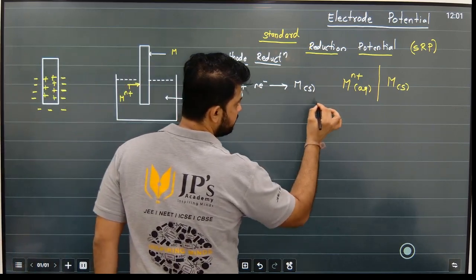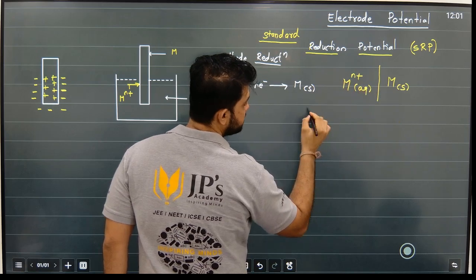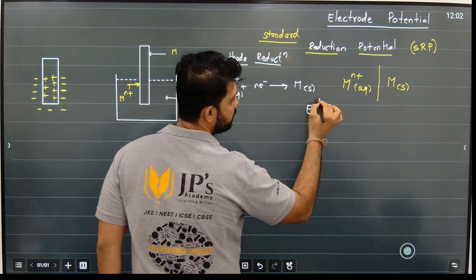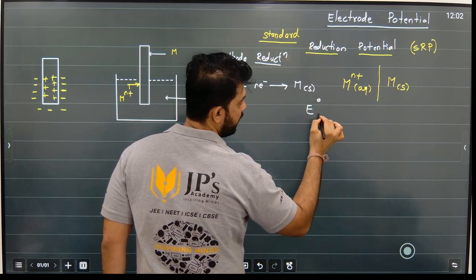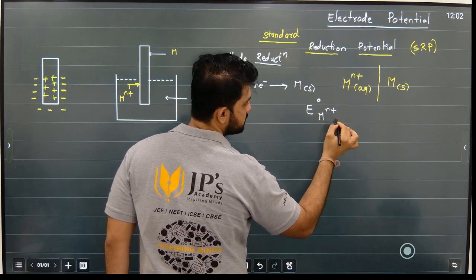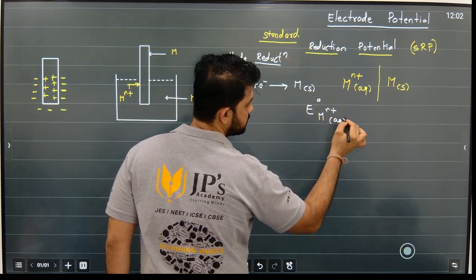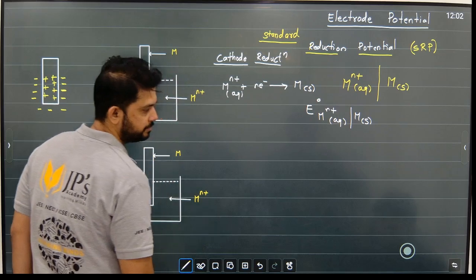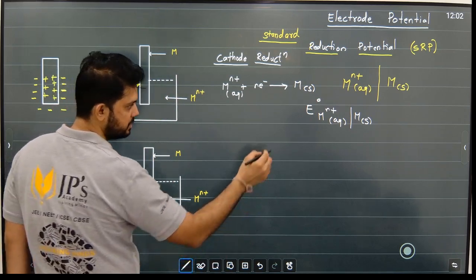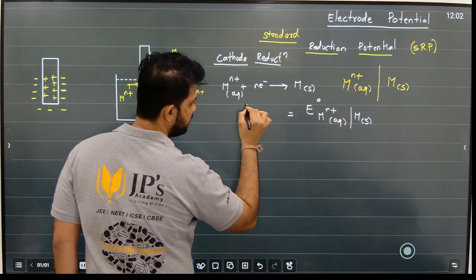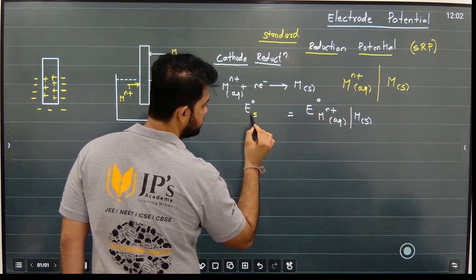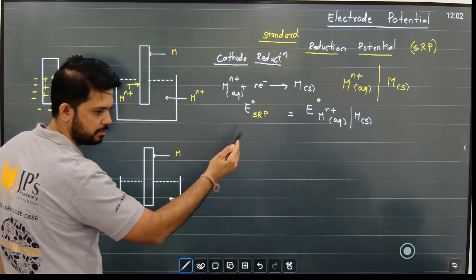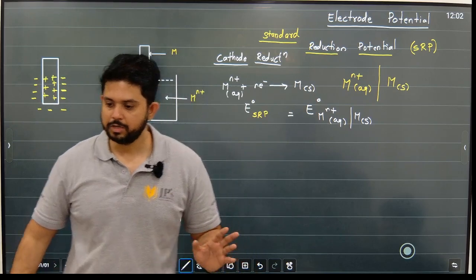And that potential developed, उसको हम उसके cell representation में we can also show it something like this. E naught, which is standard potential, Mn plus aqueous single slash M solid. This is the potential developed due to what? SRP, standard reduction potential. Now let's do this for oxidation.